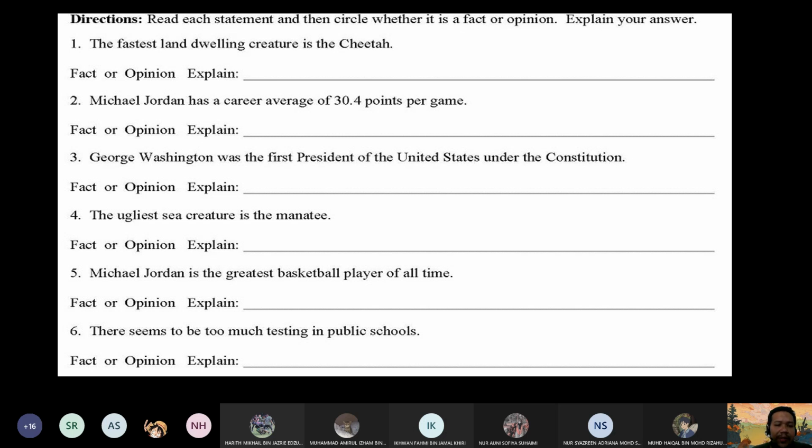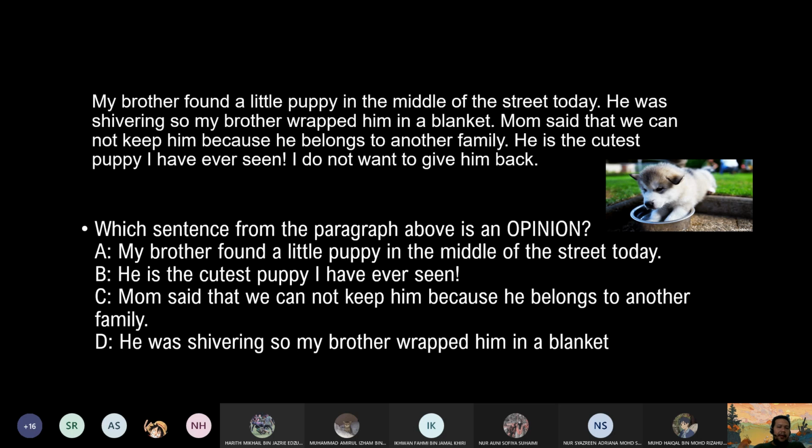Okay, we look at the question. It's about Little Poppy, and the question is, which sentence from the paragraph above is an opinion? They have extracted all the sentences A, B, C, and D, and you just find which one is opinion, A, B, C, or D.